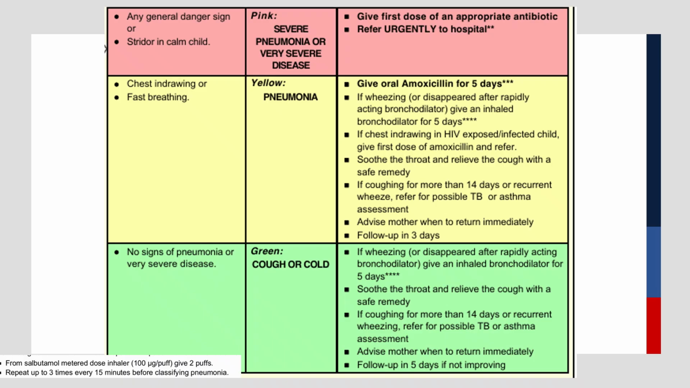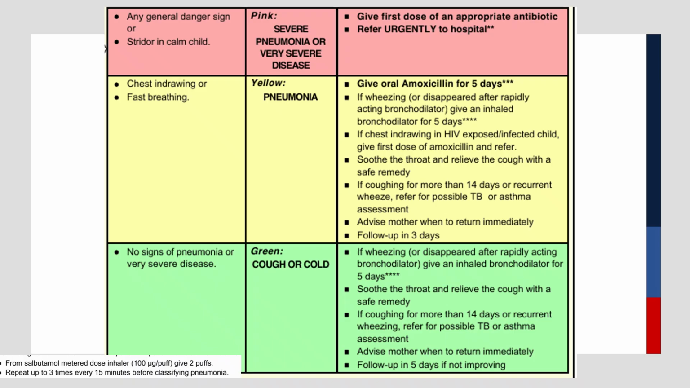Now, the next is if there is chest indrawing or fast breathing, but there's no stridor and no danger sign. Just chest indrawing and fast breathing according to the age of the child that we discussed in the previous slide. You are going to label this child as having pneumonia. Okay, so when you label the child as having pneumonia, you have to give them amoxicillin for 5 days because this child does not have any danger signs, so you can easily send the child home. Give them amoxicillin for 5 days.